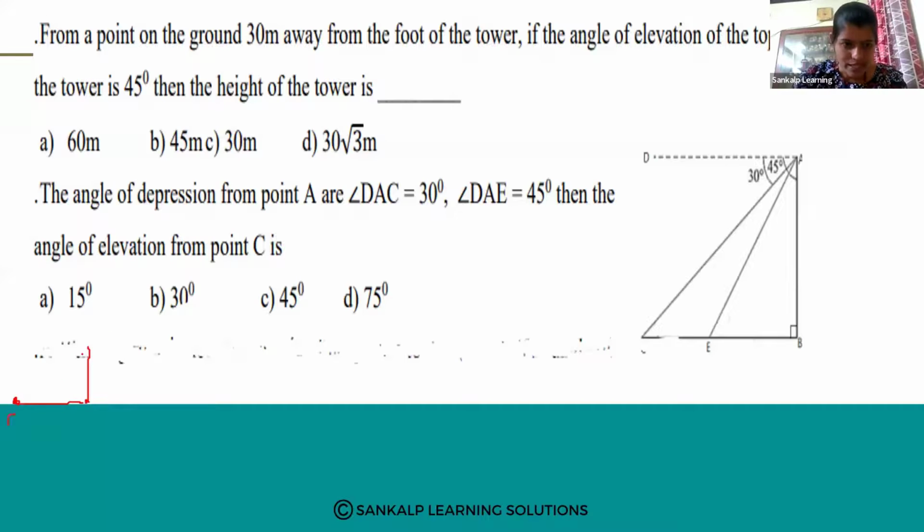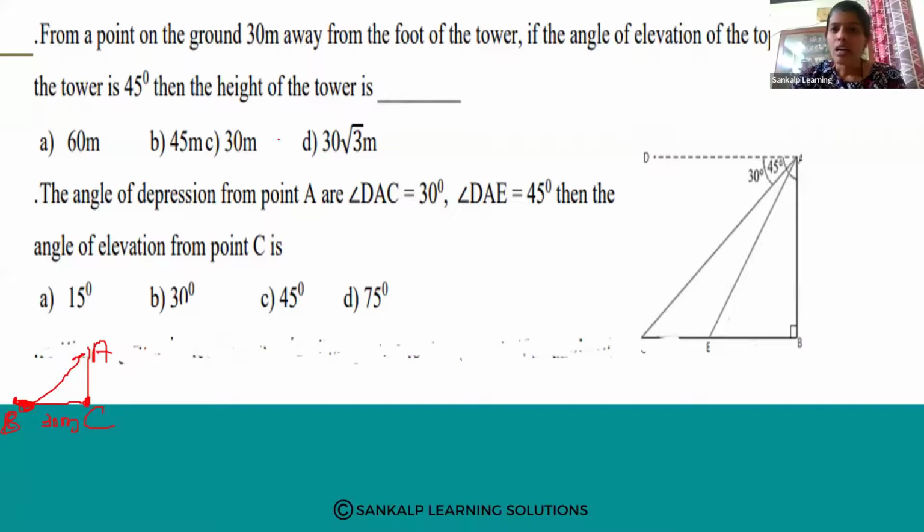We can call this point as C. This is A. This is B. This is C. Okay. So B is the point and this point is 30 meter away from the foot of the tower. Tower is AC. So foot of the tower means the bottom of the tower. So the distance between the point and the foot of the tower, how much is it? That is 30 meter. Okay.